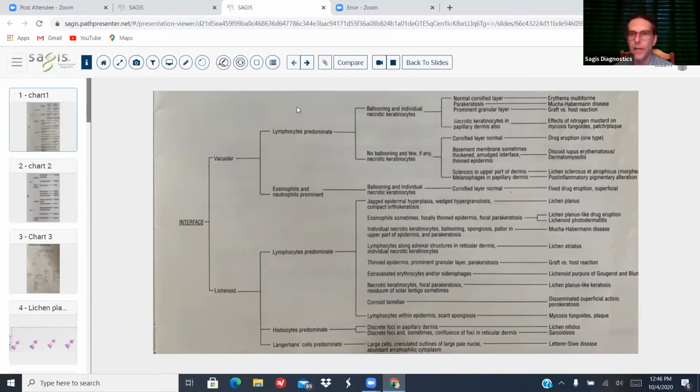Interface dermatitis is broken up into vacuolar and lichenoid. From there, we try to determine the inflammation. Are there lymphocytes only? Are there a mixture of lymphocytes, eosinophils and neutrophils? Are there histiocytes present? And sometimes there'll be plasma cells that can be very helpful in differentiating them. Then on the right here, you can see the whole list of possibilities and specific histopathologic findings that help you differentiate between them.